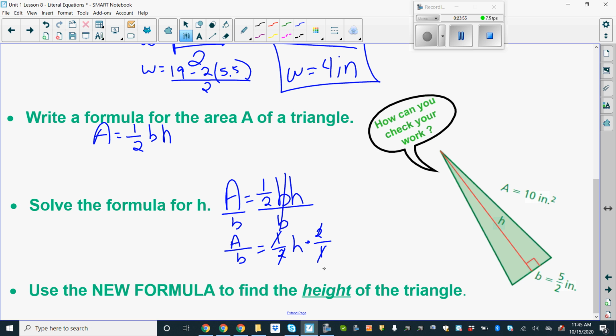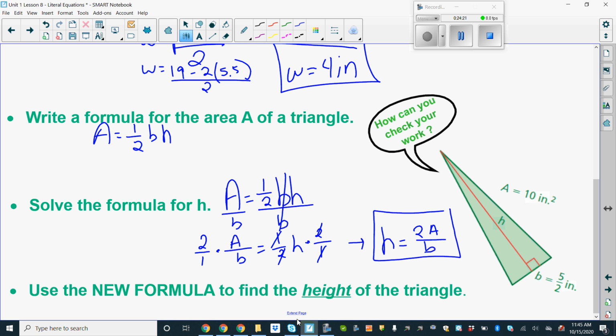The 2's cancel out and the 1's cancel out. And then what you do to one side, you do to the other, so you multiply that whole side by 2 over 1 as well. And so you have h equals, now we know 2 times a will just be 2a, and 1 times b in the denominator is just b. So this was your new formula to solve for h.